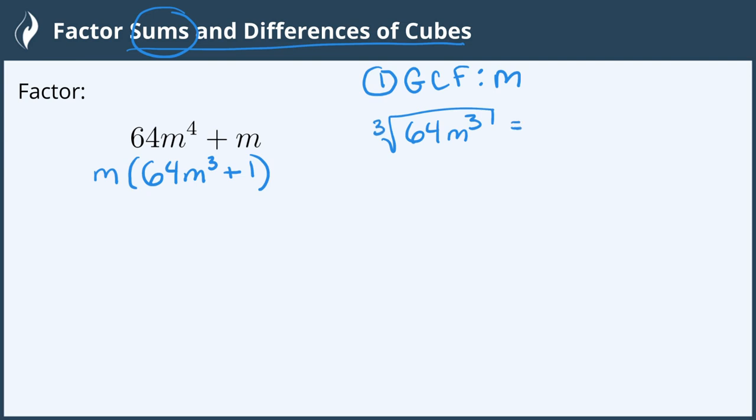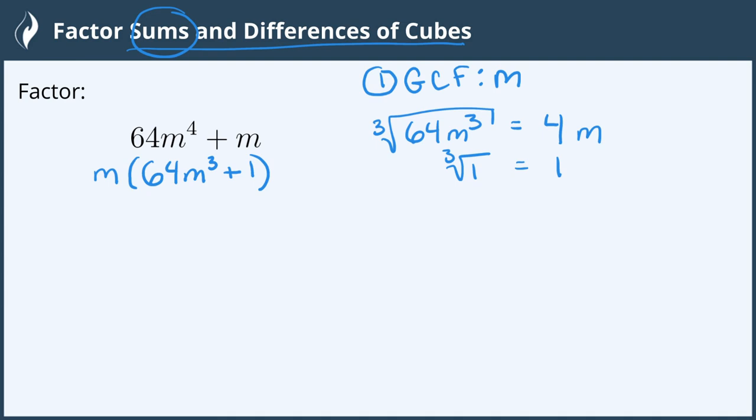64 is a perfect cube. It's a perfect cube of 4. And m cubed, the cube root of m cubed, is m. So 64m cubed is a perfect cube. Now let's look at the number 1. If we can find the cube root of 1, then it will follow the pattern of a sum of cubes. And since 1 times 1 times 1 is 1, the cube root of 1 is 1. So our problem follows the sum of cubes.